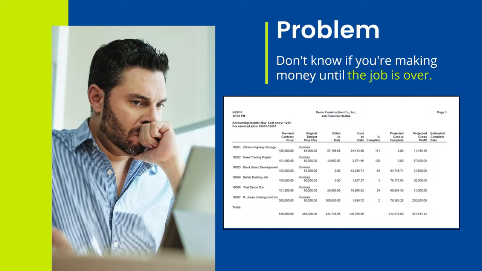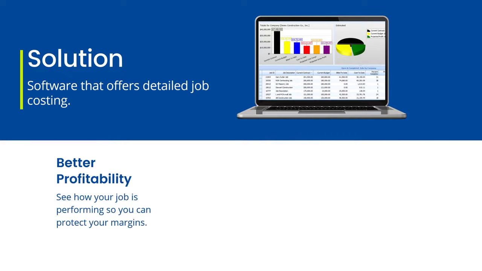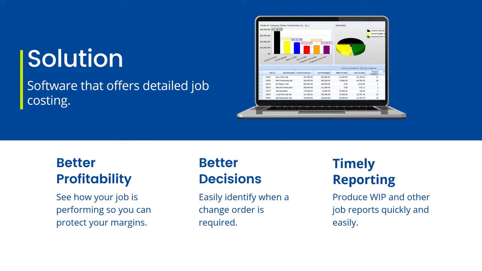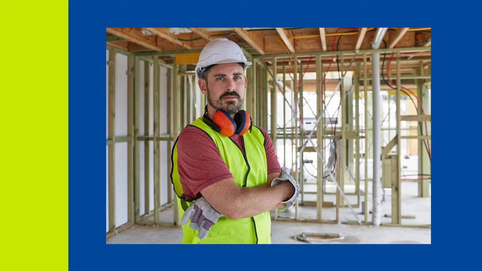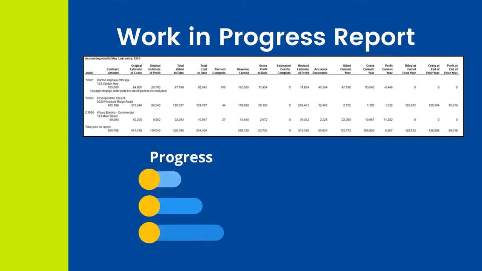Proper job costing provides important information for budgeting and analytic review and leads to better profitability, better management decisions, and timely financial reporting. To grow your business and get larger scale jobs, more often than not, you're going to be required to get bonding. Bonding companies want to see a WIP or a work in progress report to be able to assess your company's overall progress and profitability on jobs over time.